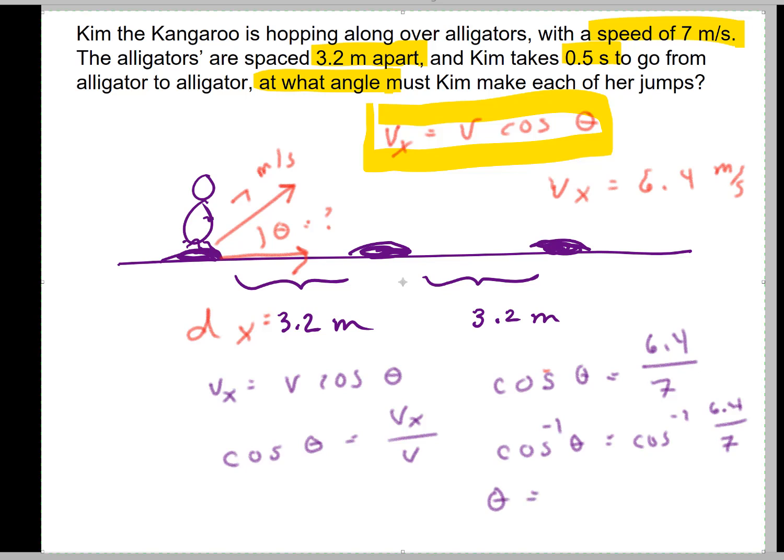And that's what our calculators are for. Putting that into them, we get theta equals 23.9 degrees. Voila, our answer.